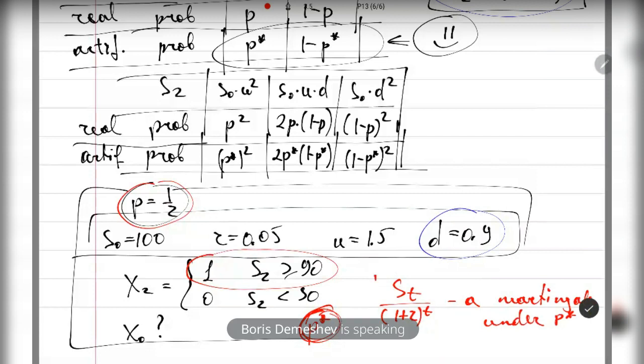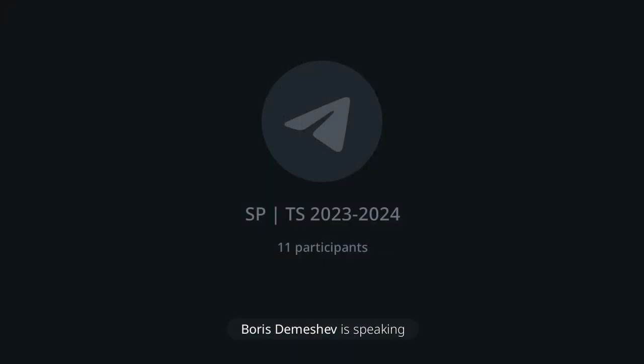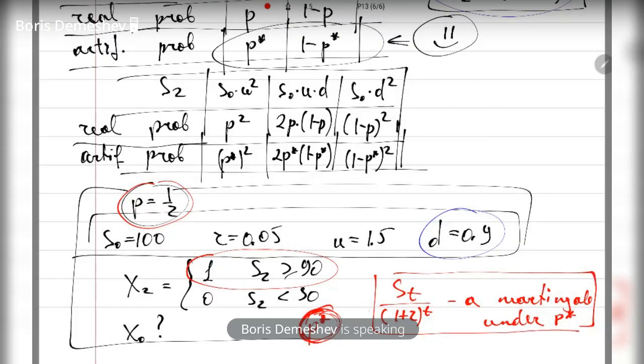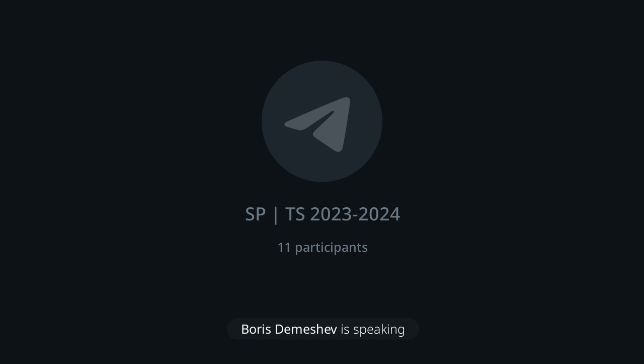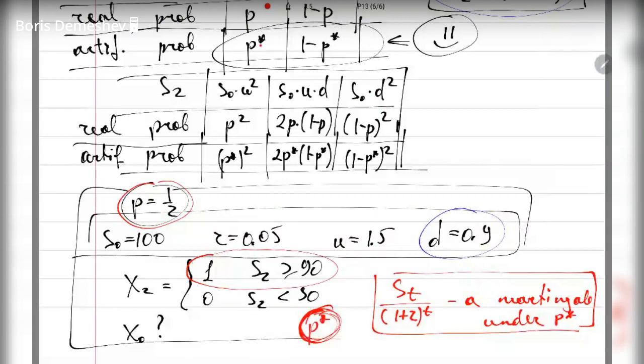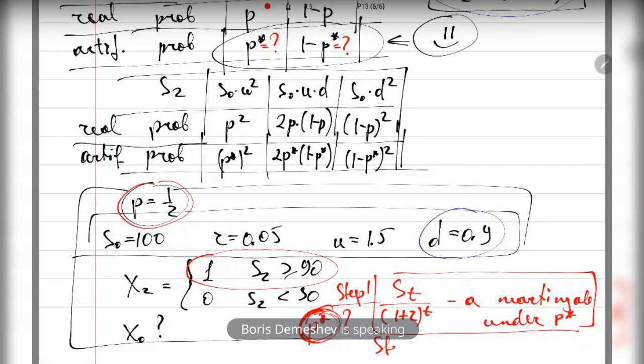And if you create this P star, the advantage of the discrete time model is that we can explicitly write this P star. We can calculate all probabilities. We will just find it in 5 minutes. That's step 1 of our procedure. And then at step 2, we calculate x0 by just taking the expected value under P star of x2 divided by (1 plus r) squared.